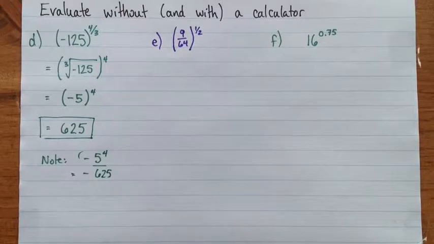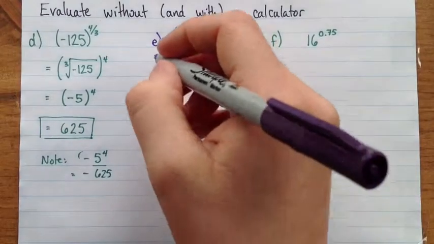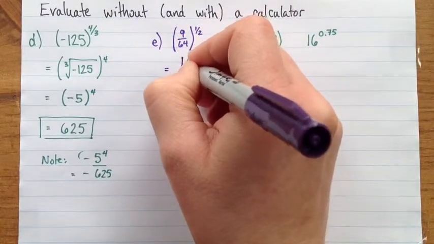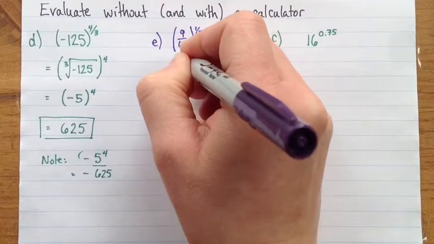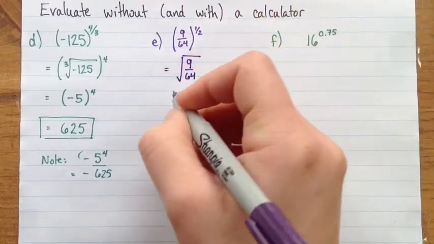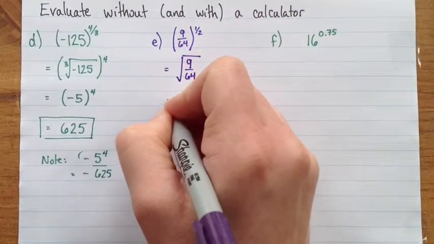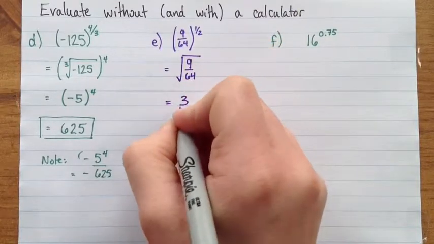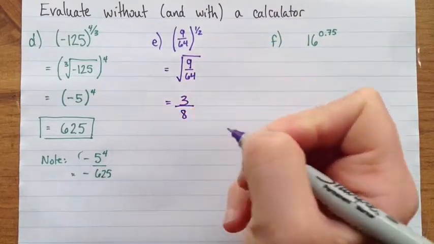Okay. The next question, we've got 9 over 64 to the exponent 1/2. So that's going to be a square root of 9 over 64 to the exponent 1 if you want. So that's, the square root of 9 is 3, and square root of 64 is 8.